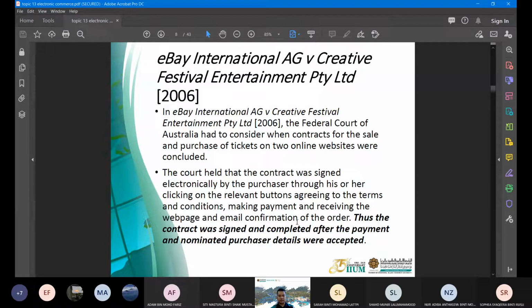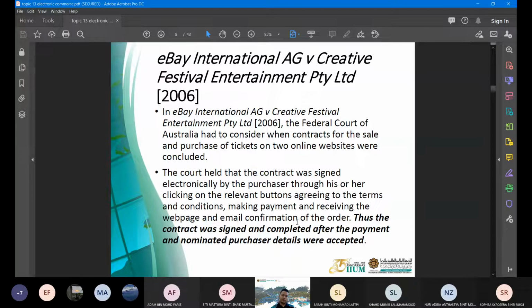Okay, in this case, this was eBay International. So the Federal Court of Australia had to consider when a contract for sale and purchase of 2 online websites was concluded. The court held that the contract was signed electronically by the purchaser upon clicking of the buttons, and then you make the payment, and when you receive the confirmation order, that means the contract is completed. So the contract was signed and completed after the payment and nominated purchaser details were accepted.